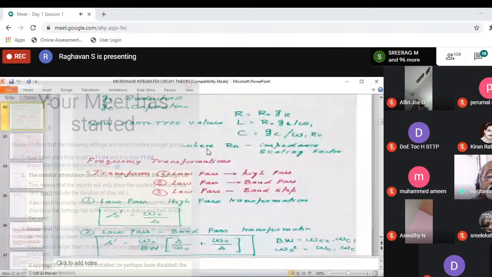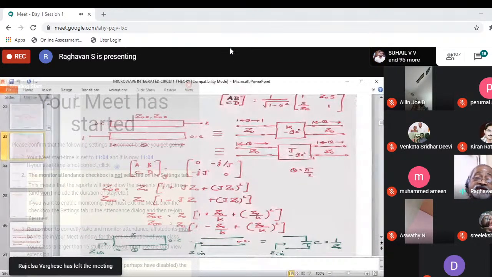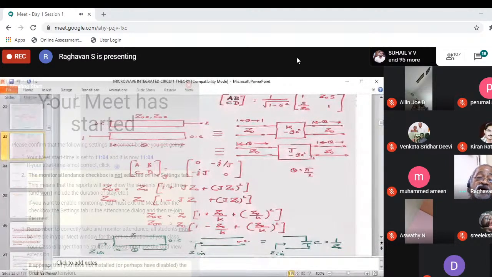And this is the summary of bandpass filter. Before that, you should know what is a K inverter and a J inverter. K inverter and J inverter are no other than a quarter wave transmission line only, because you know very well the other name for a quarter wave transmission line is an inverter. If it's an impedance one, it is a K inverter. If it is an admittance one, it is a J inverter.